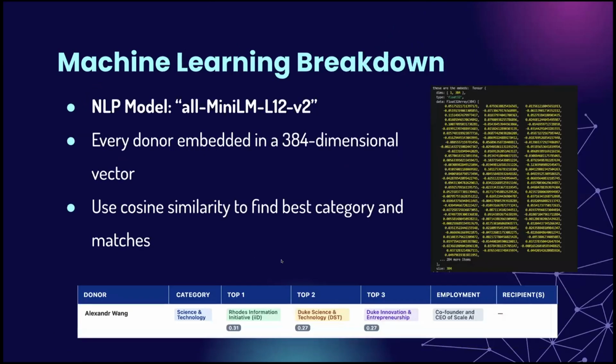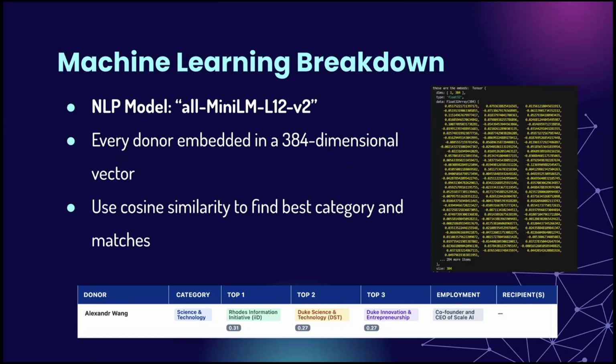Right now, we're also using a natural language processing model called All-MiniLM-L12-v2, which provides a really fast and efficient way to create large amounts of text embeddings. We're using this sentence transformers model to embed donor attributes like employment, donations, and interests into a single vector. And afterwards, we compare that donor vector with vectors representing each category and initiative. And this allows us to measure the semantic similarity.